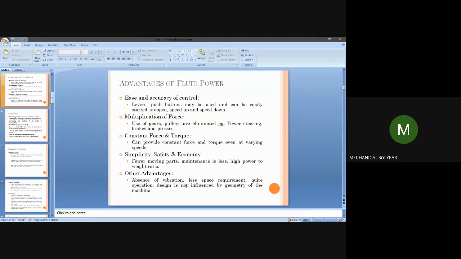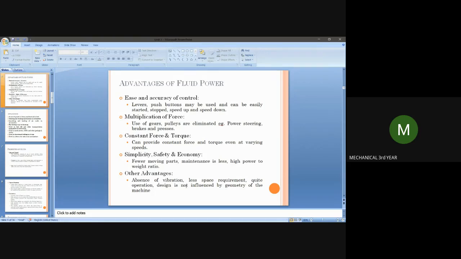Coming to the safety, the operator using these machines can be much safer compared to the conventional method of using the machine tools. Then economic, as I said, the price also is very low. It consists of fewer moving parts, maintenance is also less, and a high power to weight ratio can be obtained. And there are some other advantages too.